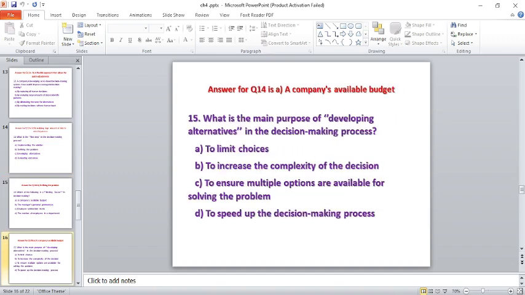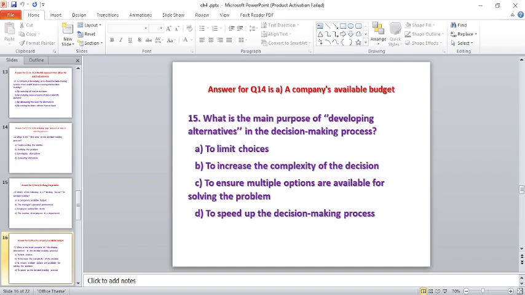Question number 15. What is the main purpose of developing alternatives in the decision-making process? A. To limit choices. B. To increase the complexity of the decision. C. To ensure multiple options are available for solving the problem. D. To speed up the decision-making process. The answer for question number 15 is C. To ensure multiple options are available for solving the problem.